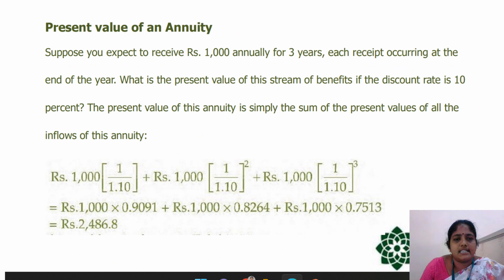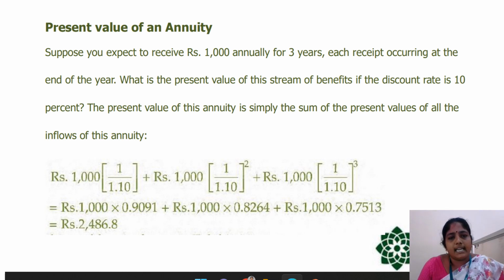Next, we are going to calculate the present value of an annuity. We already know how to calculate future value using the formula, so substitute the values in our formula. Based on what they want, you can modify the formula and get the values. In the present value of an annuity, suppose you expect to receive 1,000 annually for 3 years, each receipt occurring at the end of the year. What is the present value of the stream of benefits if the discount rate is 10%? The present value of an annuity is simply the sum of the present values of all inflows in the annuity.